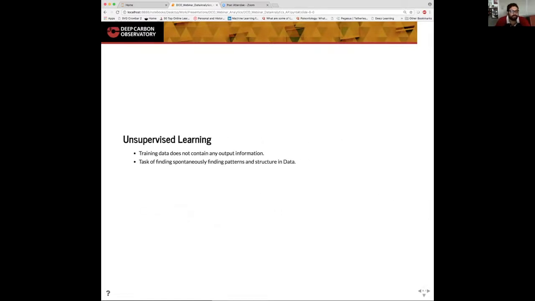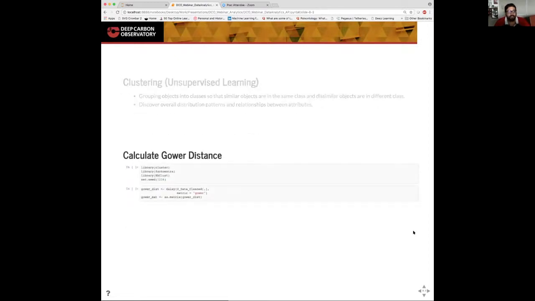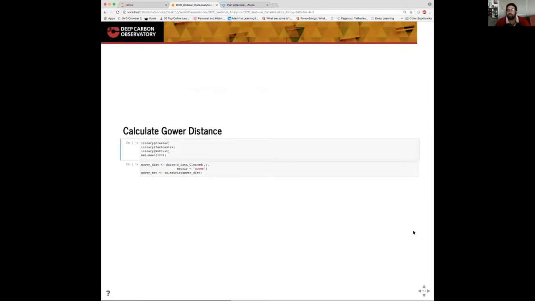Unsupervised learning, as I mentioned earlier, does not have any output information. The task is to spontaneously find patterns that may exist based on the features in the data. Clustering is a task where we need to find similar or dissimilar objects in the data based on the distribution patterns and relationships that exist in this data. The algorithm we're going to use to perform the clustering is called PAM, or partitioning around medoids.